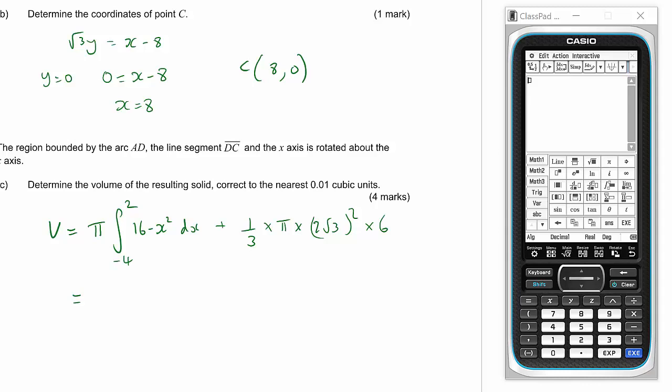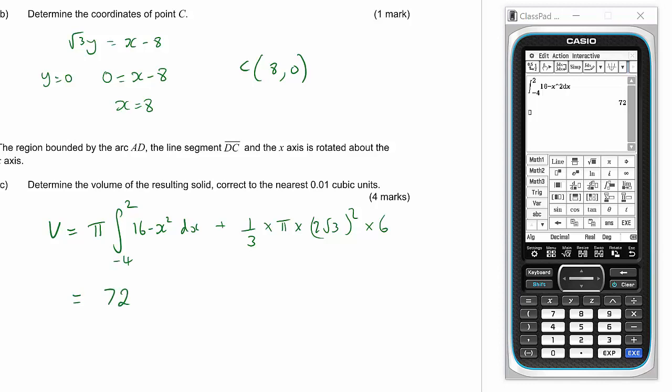So we can do the integral, and so that's going to be from -4 to 2 of 16 minus x squared dx, and that gives me 72.